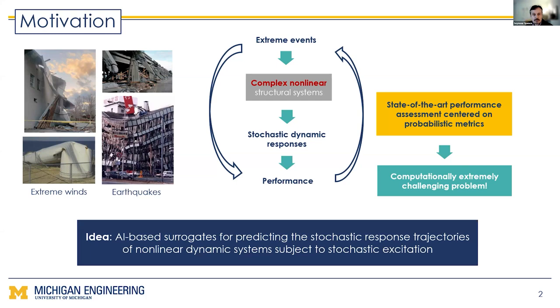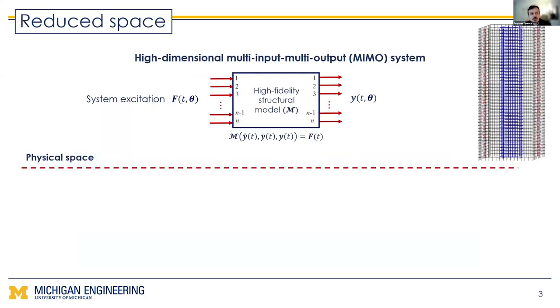All right, so these approaches are grounded in observing that a structural system in general can be seen as a high-dimensional multi-input, multi-output system. Therefore, a mapping between some high-dimensional stochastic excitation and some high-dimensional stochastic output, here indicated with Y.